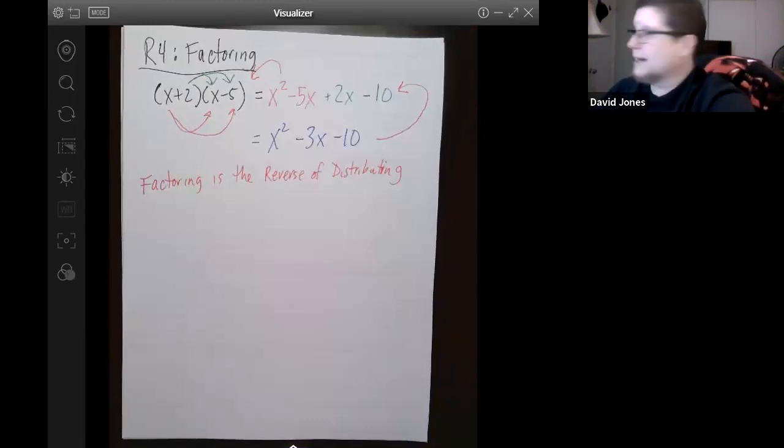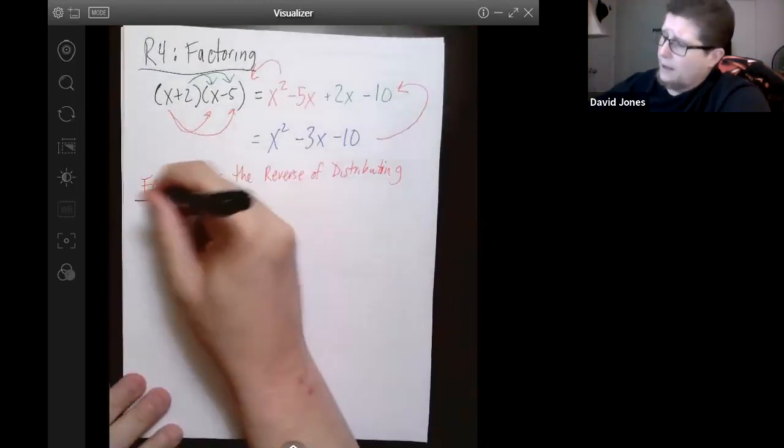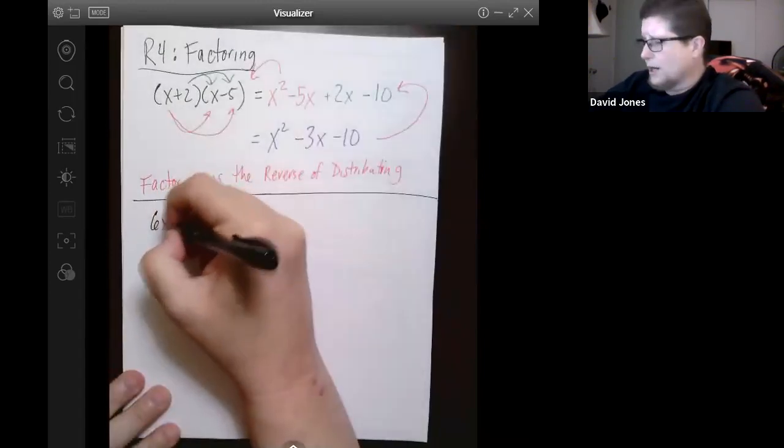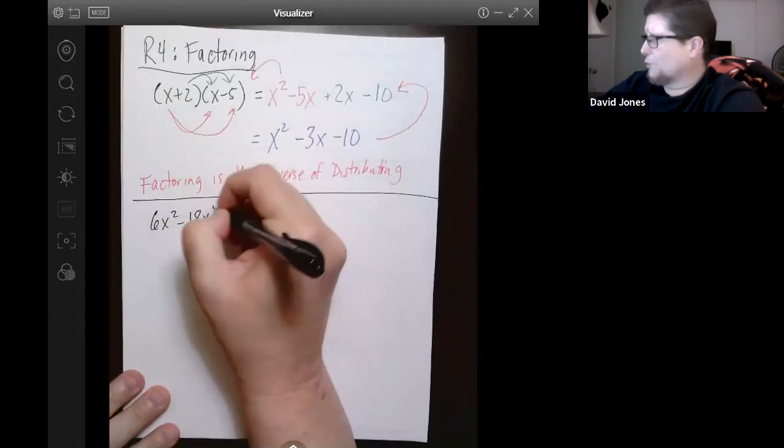There's a shortcut method when the number in front of x squared is 1. I'm going to do that last because it only works when it's 1. I think we should go the distance. So let's just start with something smaller. We're going to start off with 6x squared minus 18x to the 4th power.